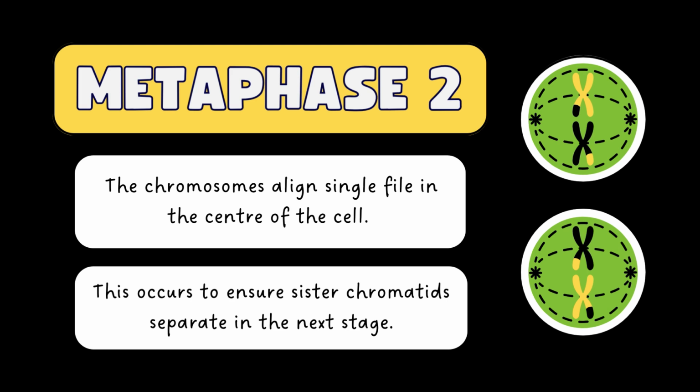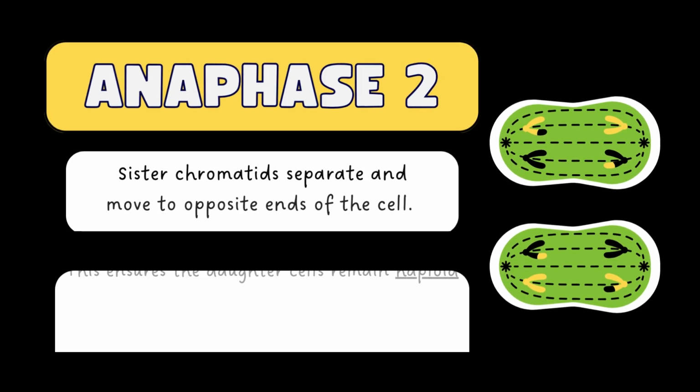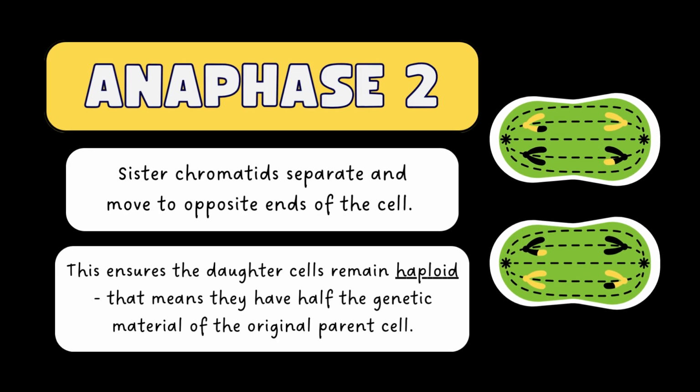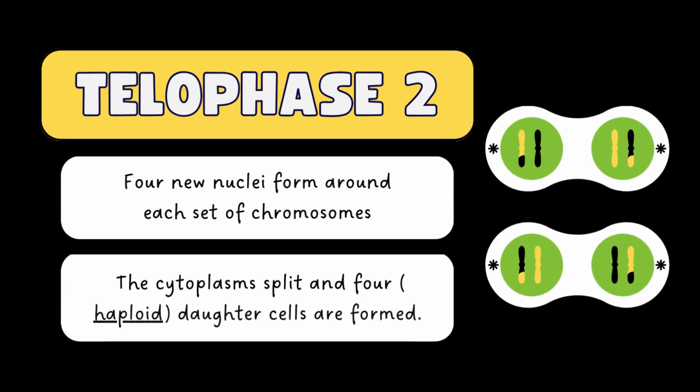In metaphase II, chromosomes line up single file in the center of each cell. This setup is crucial for the next step, separating the sister chromatids. During anaphase II, the sister chromatids are finally pulled apart and moved to opposite ends of the cell. This ensures that each daughter cell will have just one copy of each chromosome, still haploid.